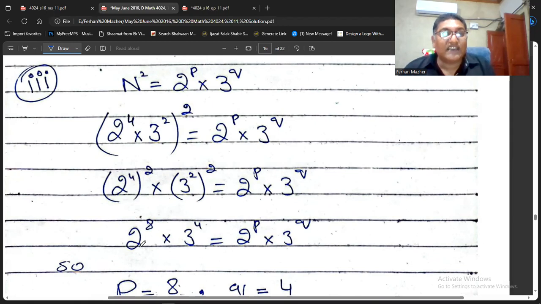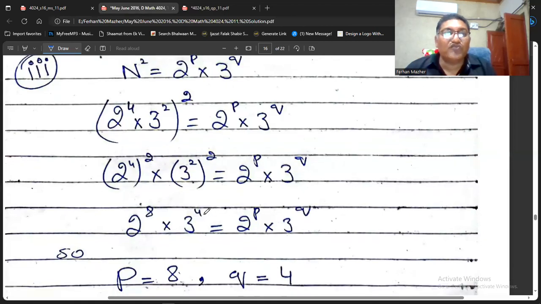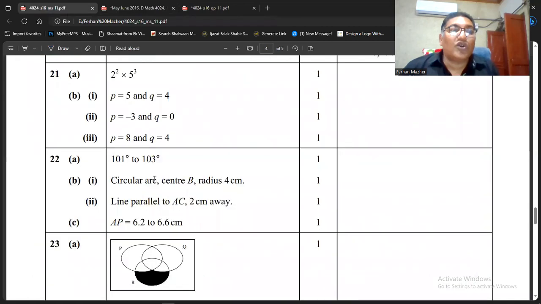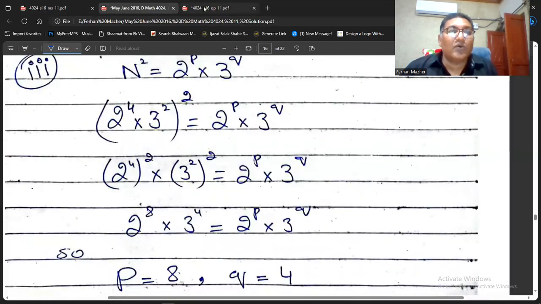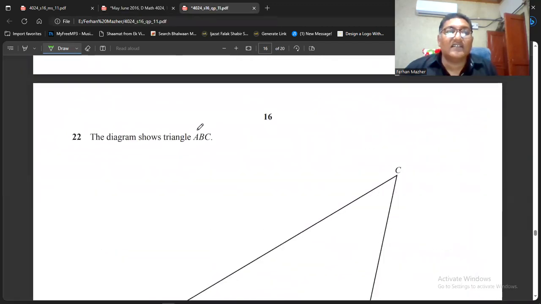So 4 into 2, that's 8. 2 raised to power 8. Power of the power multiplies with each other. So 2 into 2, that's 4. 3 raised to power 4. So that means P is equal to 8 and Q is equal to 4. P is 8 and Q is 4. That's question number 21, and that is done.